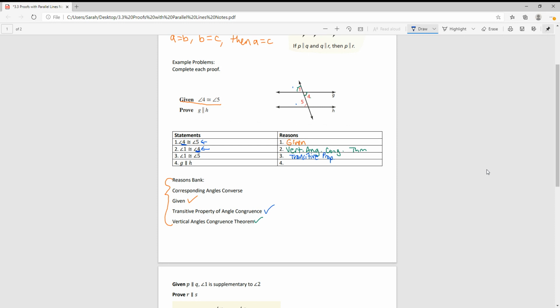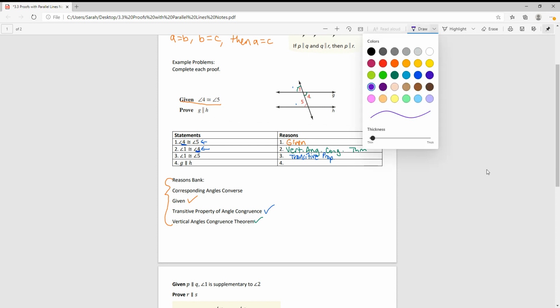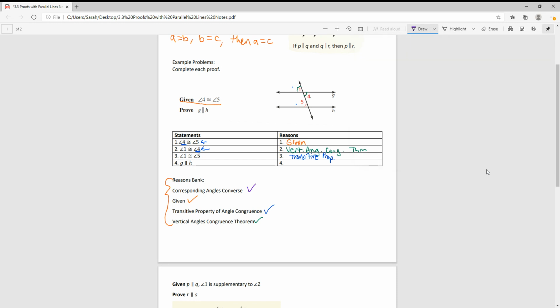All right, and then last but not least, they say G is parallel to H. Why can we say that for sure? We have angle 1 and angle 5 being congruent. Angle 1 and angle 5 are corresponding angles. So by the corresponding angles converse, when I have two congruent corresponding angles, then I have two parallel lines, which happen to be G and H. So this one is the corresponding, I'm going to abbreviate again, angles converse theorem that we talked about in the last lesson. All right, so that one wasn't too bad.